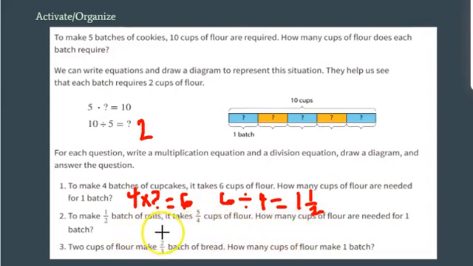Make a half batch of rolls. It takes 5/4 cups of flour. How many cups of flour are needed for one batch? So how does this work? Yeah, again, like we did up here, we have 1/2 batch times something is going to give us our 5/4, right? Or we can think of it as the 5/4 broken up in halves. How many halves can we make out of it?